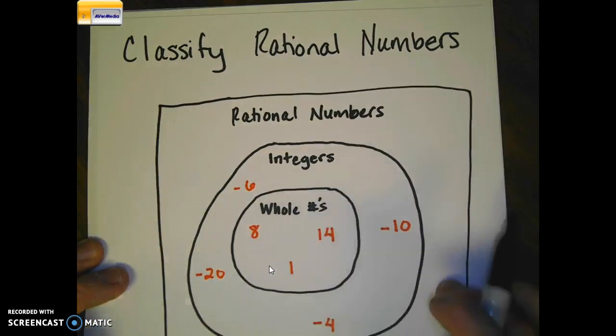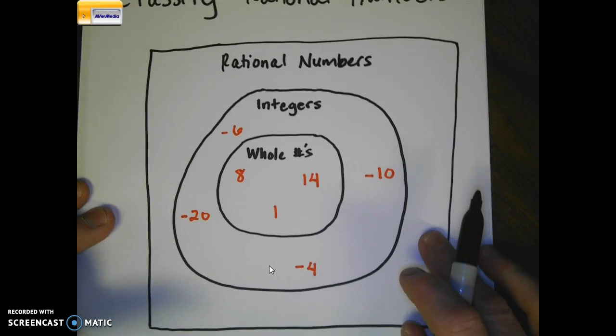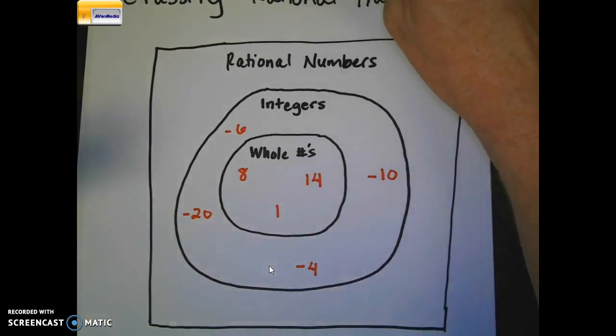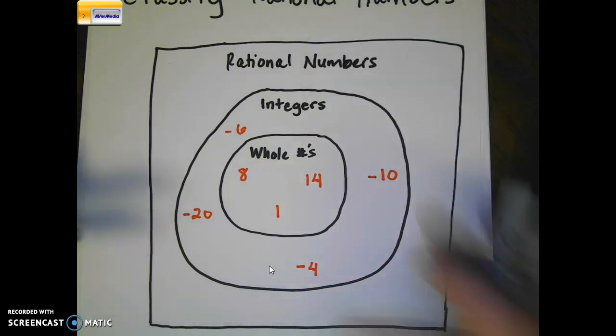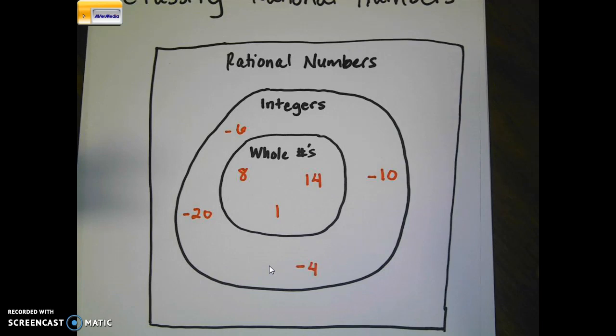Okay, now we have the rational numbers. Now, before I start telling you exactly what fits in the rational number spot, I hope you can see this. This whole thing is rational numbers, and everything inside of it is rational numbers, followed by integers and whole numbers. So, the true definition of a rational number: it can be written as a fraction. It can be made into a fraction. It can also be made into a simple decimal, like a terminating decimal or a repeating decimal.